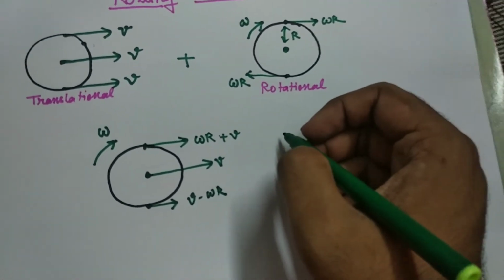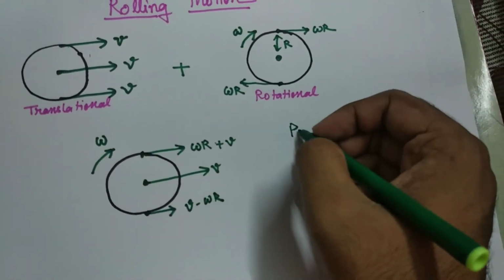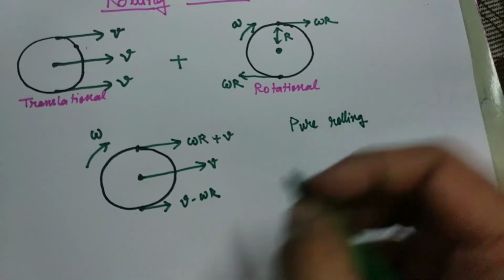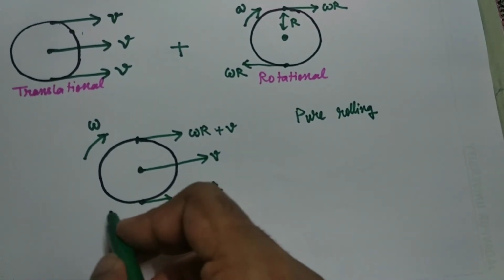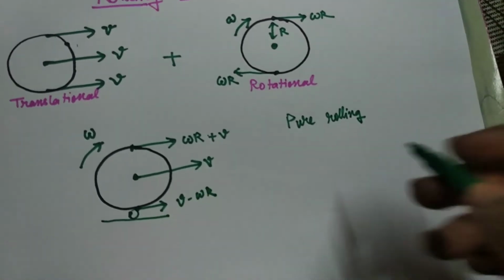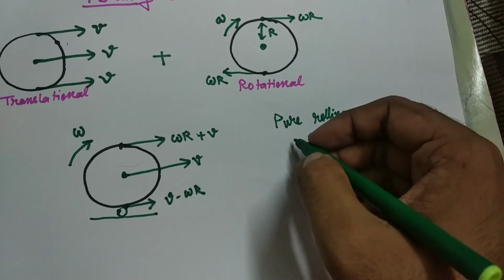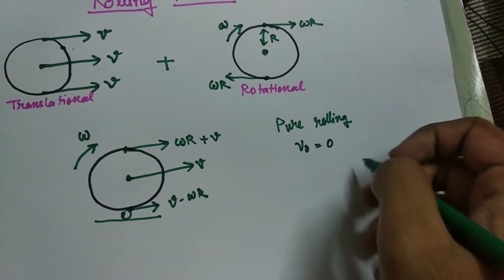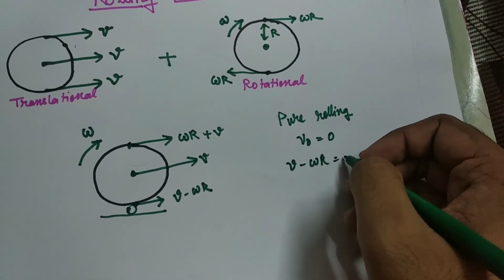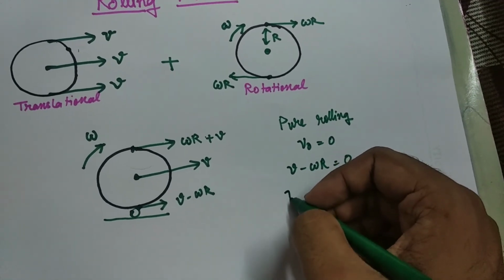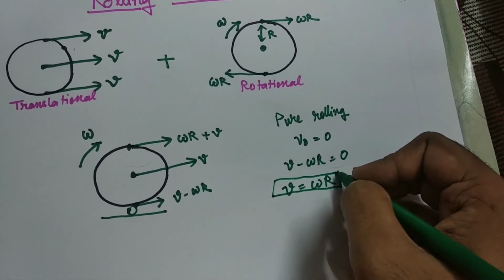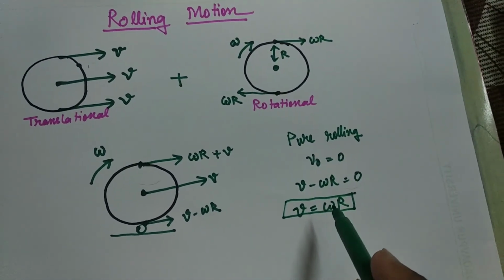Now, for pure rolling, the lowermost point which is touching the ground, let's say point O, will have velocity 0. So I can say v minus omega r is equal to 0. So v is equal to omega r. This is the condition for pure rolling of an object.